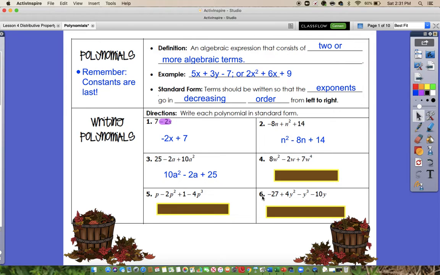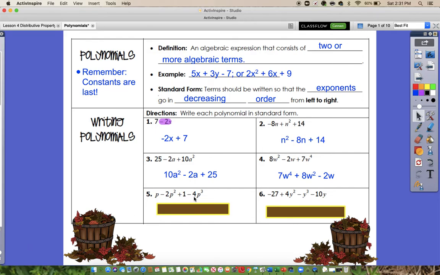All right, guys, on number four, we have to start with our highest power. So we're going to start out with 7w to the fourth. And then we would need our second power. So plus 8w to the second, because that's a positive 8w to the second. And then our last term, negative 2w, would come last.